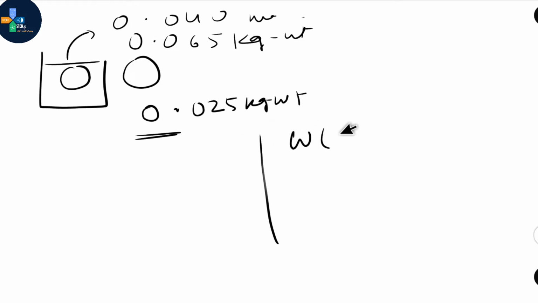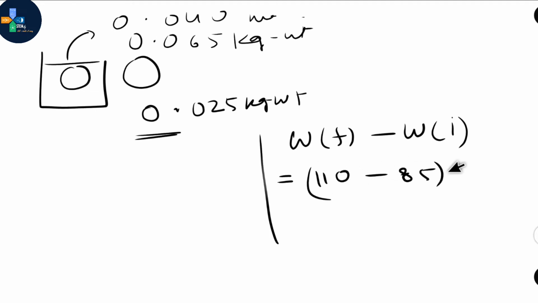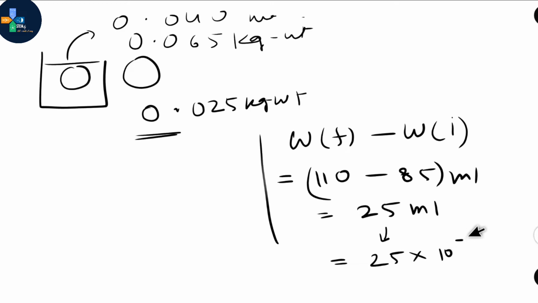The final water level minus the initial water level is the water displaced by the object when dipped inside the liquid. The final water level was 110 and the initial water level was 85 ml. So you can see there is 25 ml of liquid, and to get its equivalent volume in meter cube you have to multiply this factor by 10 to the power of minus 6.